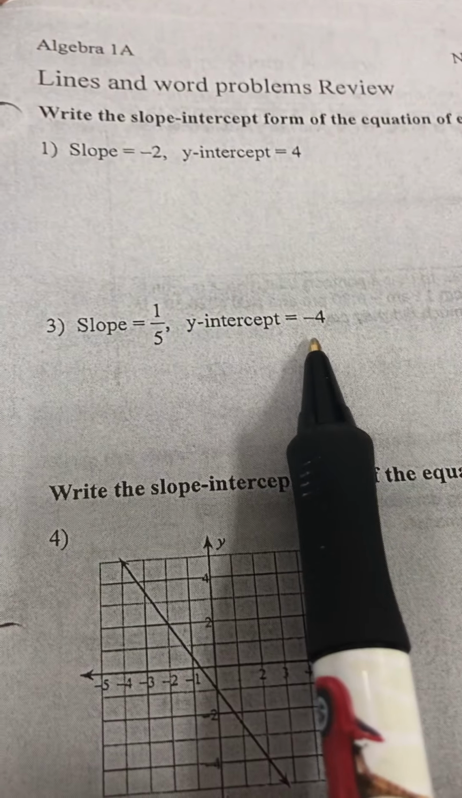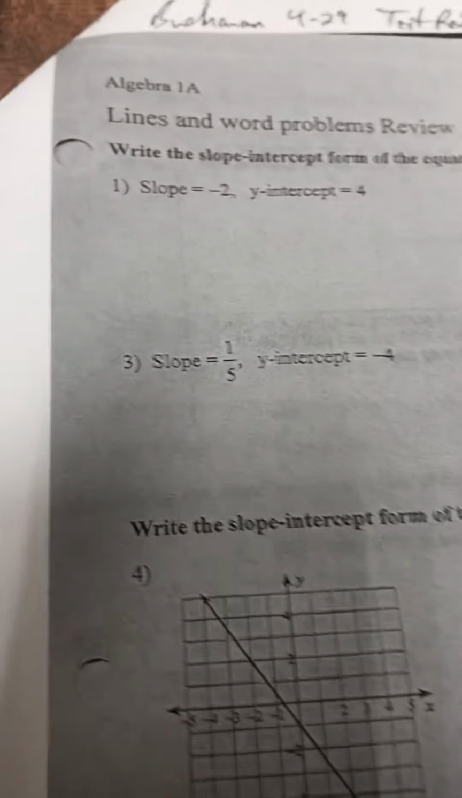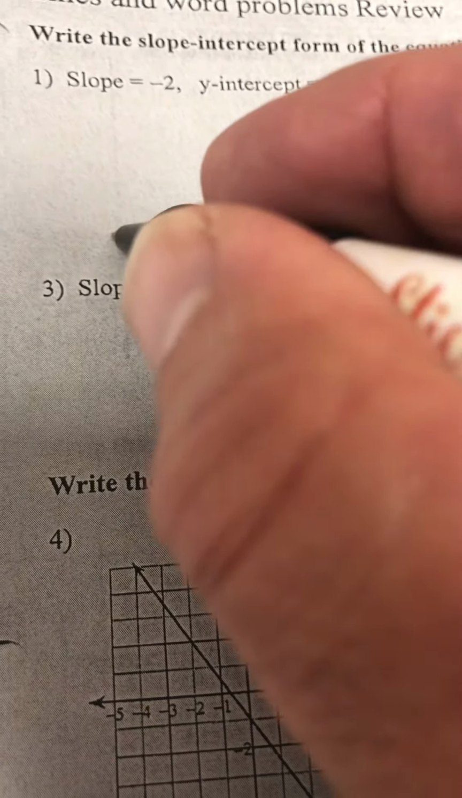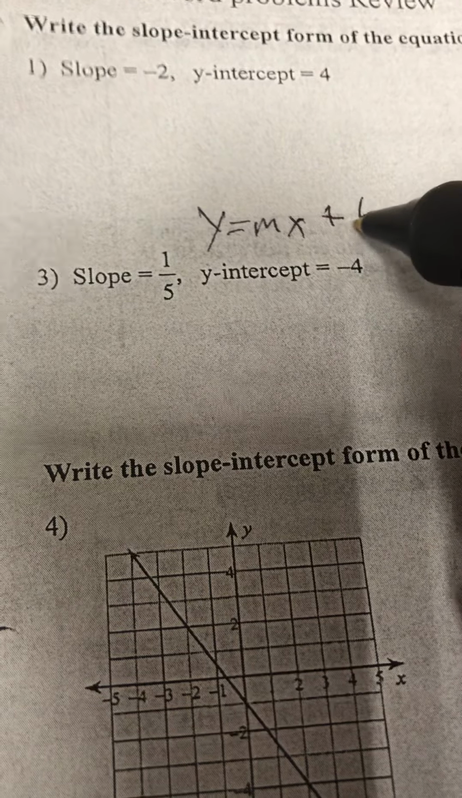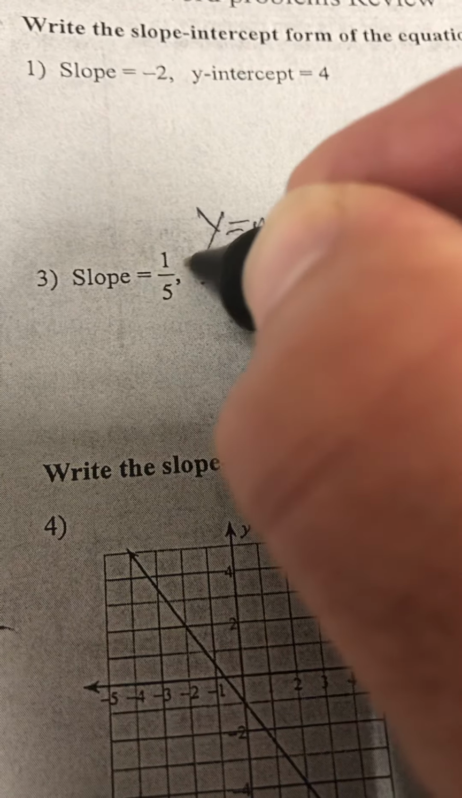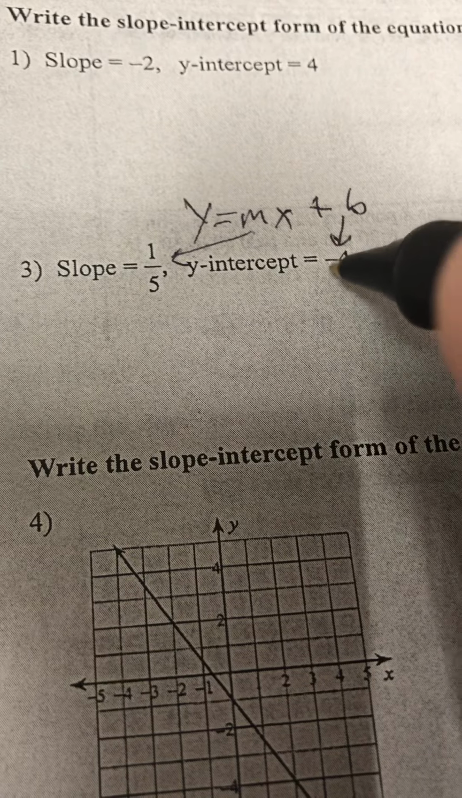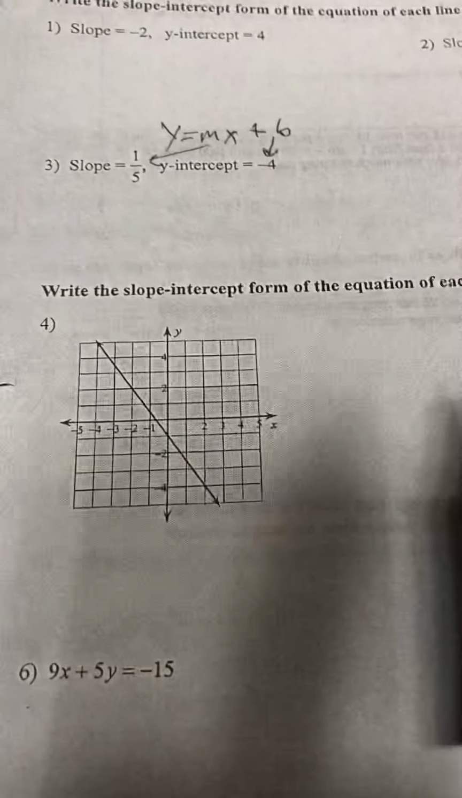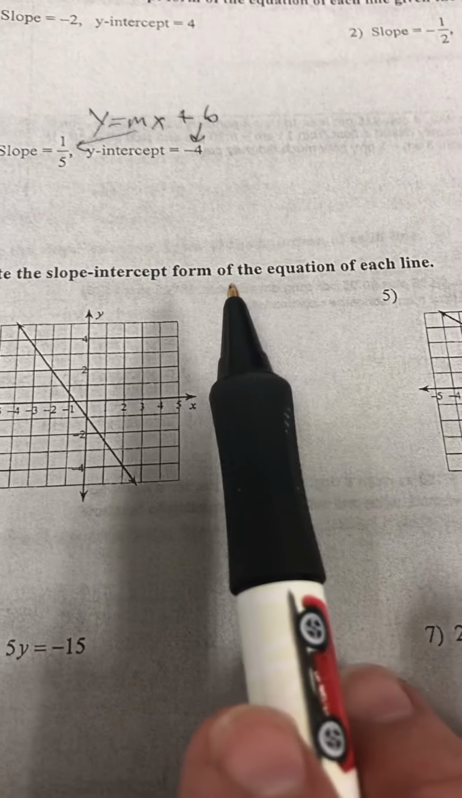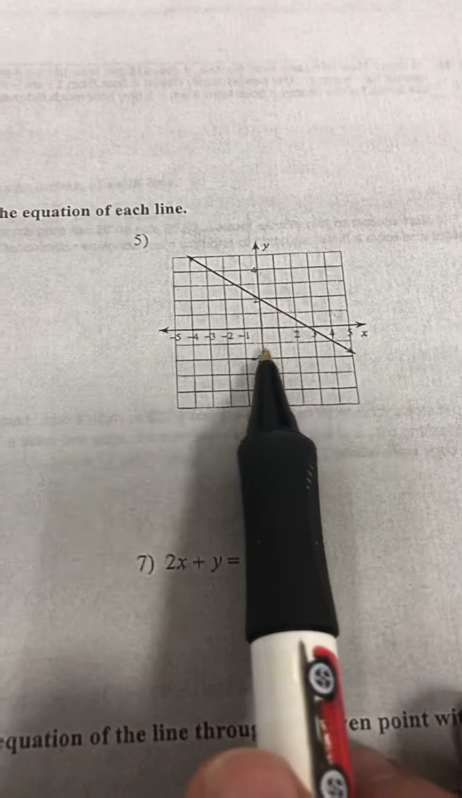Number 3, here's my slope, here's my y-intercept. Just plug it in. So, it's y equals mx plus b. This is my b. This is my m. And so my b is -4, so it's got to be -4. Taking a look at these two, we're writing the slope-intercept form of the equation of each line. I'm jumping over to number 5.